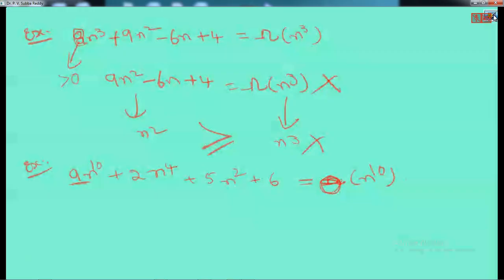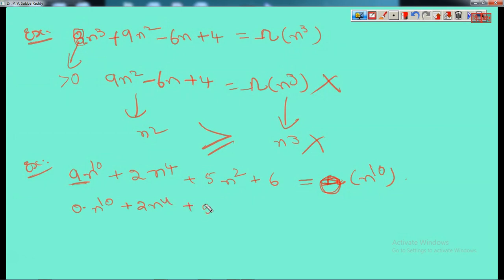Why? Because you can see now. For example, if this is 0 into n^10 plus 2 n^4 plus 5 n^2 plus 6, is it theta of n^10? No, this is wrong. Why? Because here the order of growth is only n^4, and this is n^10. Both are not the same.